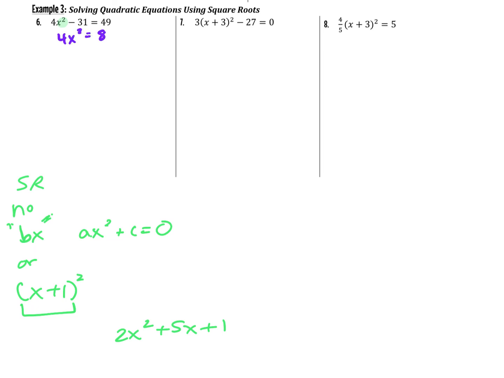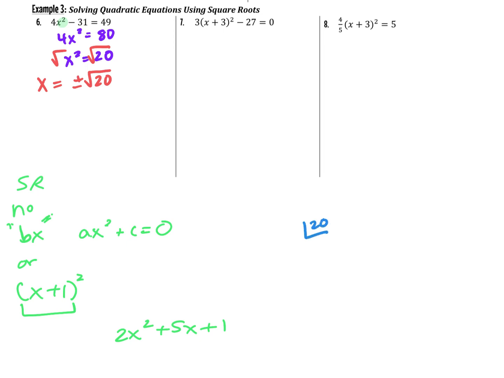So if I'm going to isolate the x squared, I'm going to add 31 on both sides. That's going to give me 4x squared equals 80. And then I'm going to divide both sides by 4. That's going to give me x squared equals 20. Now, to solve for x, I'm going to square root both sides of the equation. Anytime you are square rooting both sides of the equation, you need to have a plus or minus there. Now, we need to simplify our radical.